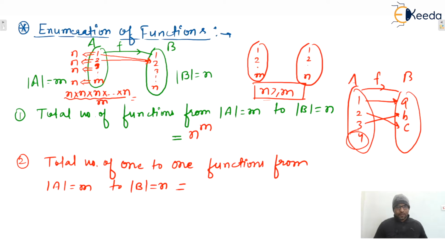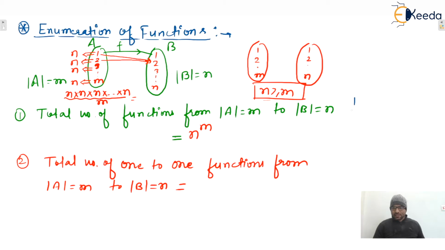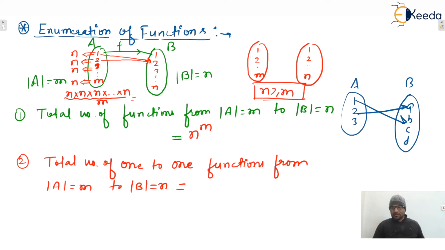Yes, you only tell me. Let us consider one example. Let's say here 1, 2, 3, three elements are there inside set A, and inside set B, let's say four elements are there, a, b, c, d. So one to one mapping means three elements are required inside B. So out of four, how many required? Three elements are required.